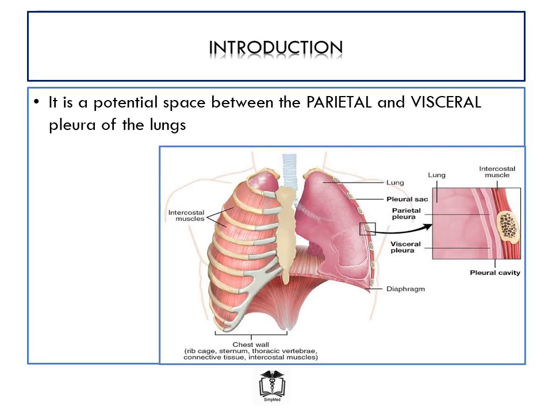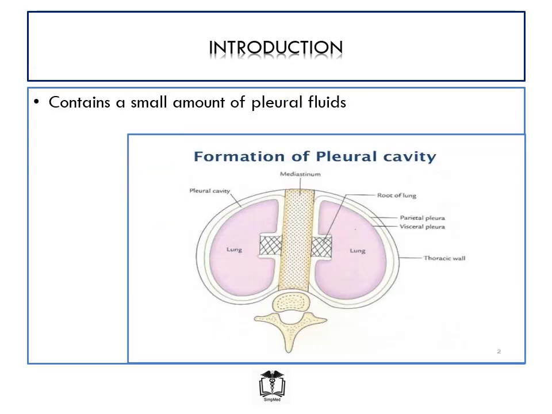The last aspect of this module is on the subject of the pleural cavity. The pleural cavity is a potential space that lies between the parietal and visceral pleura of the lungs. As shown in the image here, you can see that the parietal pleura tends to line the thoracic cage, and the visceral pleura tends to line the outer surface of the lungs. Between them, there's a potential space. That space is known as the pleural cavity or the pleural space.